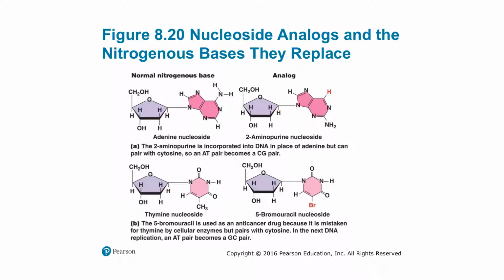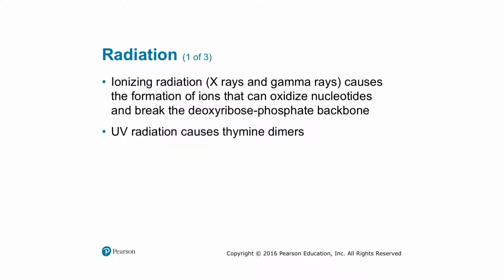And so the normal nitrogenous bases are here on the left, but then the analogs are there on the right. And so those analogs react completely differently. In the first one, 2-aminopurine is incorporated into the DNA in place of an adenine, but can pair with the cytosine. So the AT pair becomes a CG pair. And in the bottom one, the 5-bromouracil is used as an anti-cancer drug because it is mistaken for thymine by cellular enzymes, but it pairs with cytosine. So in the next DNA replication, an AT becomes a GC.